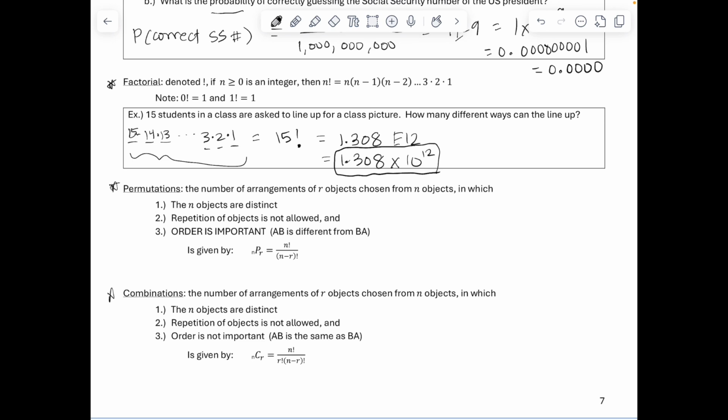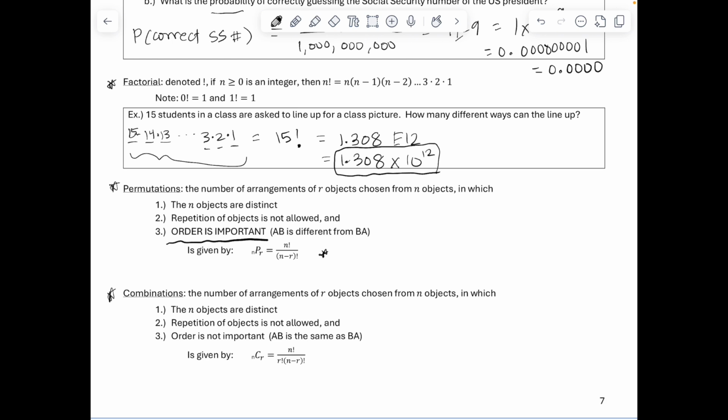At the bottom, we have permutations and combinations. Permutation is the number of arrangements of R objects chosen from N objects in which the objects are distinct, repetition of objects is not allowed, and the third one, which is really important here, is order is important. AB is different from BA. And so we have a formula here. The formulas we're not going to be using since we will be using our graphing calculator instead to compute these.